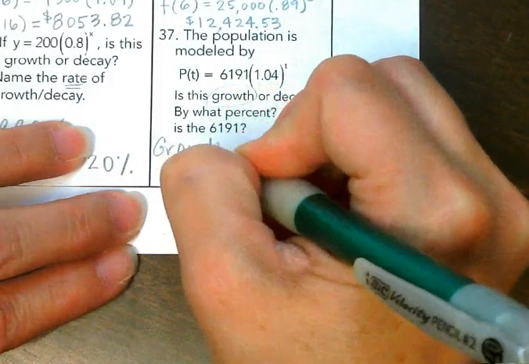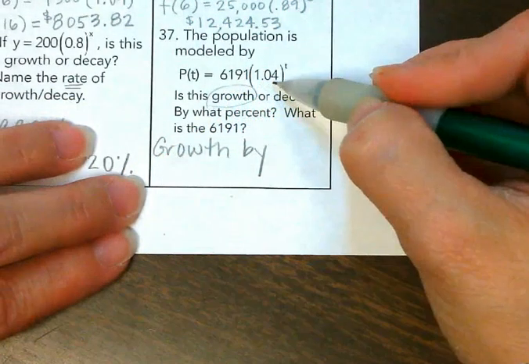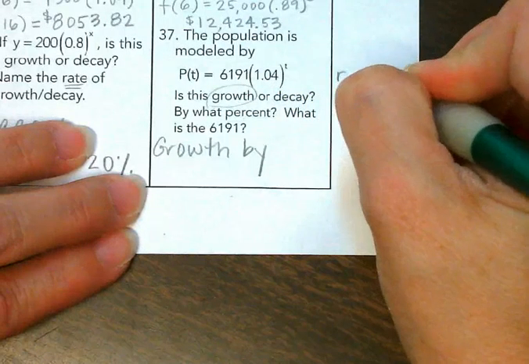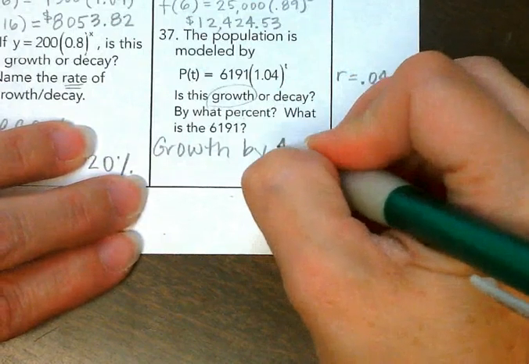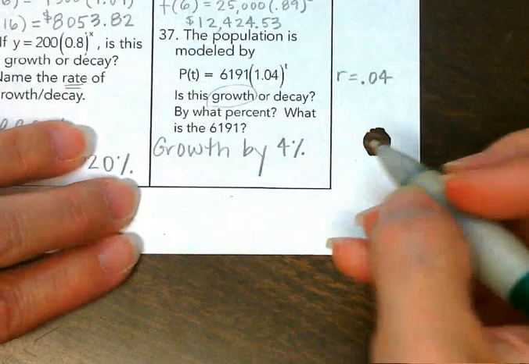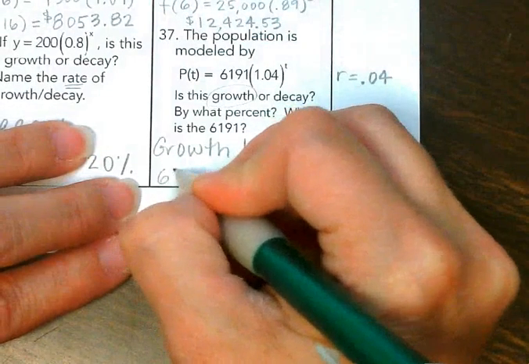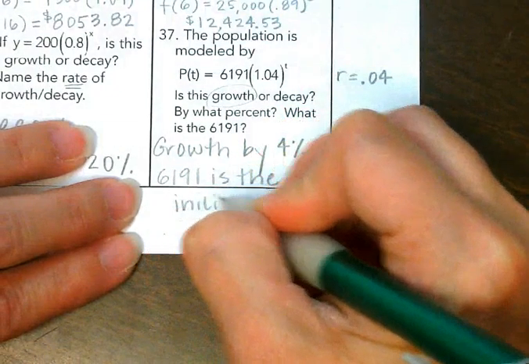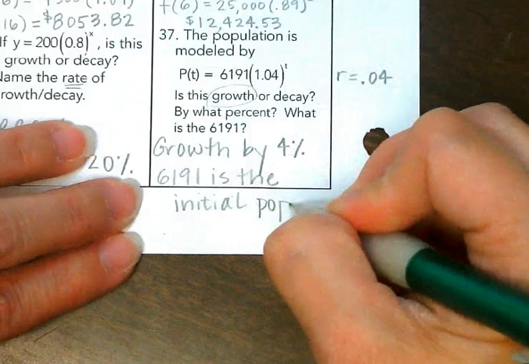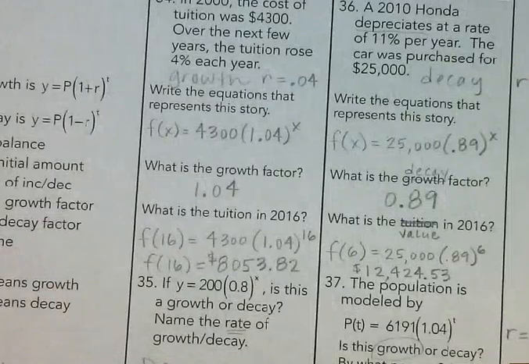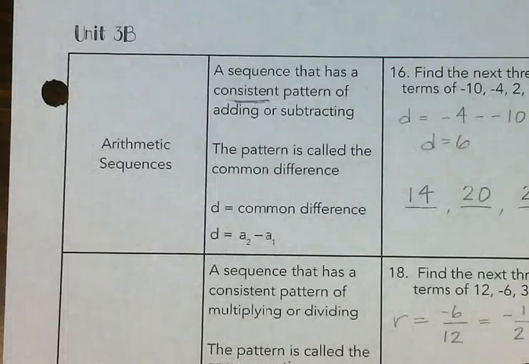So this is a growth by, now I'm going to look in here, and 1.04 is 0.04 away from 1, which tells me that my growth is 4%. So growth by 4%. And the 6191 is the initial population for this story. So that is the initial population. All right, that takes care of all of our sequences, and that completes the chart for 3B.